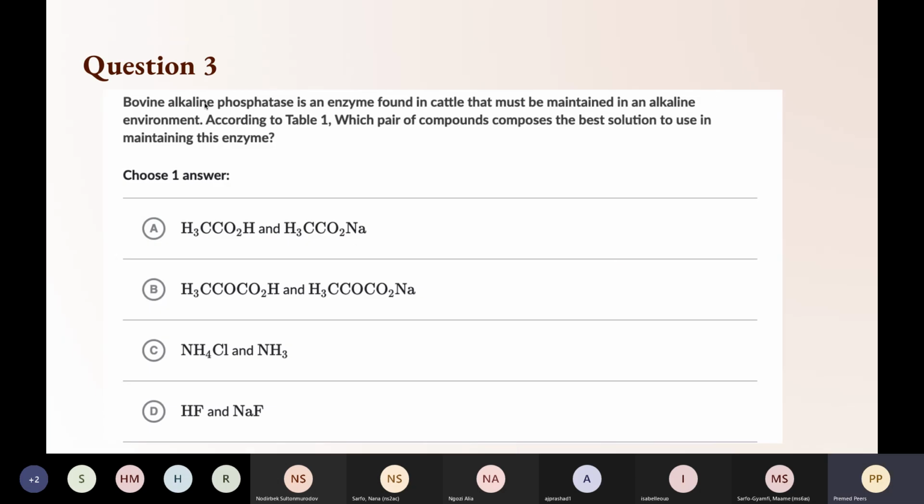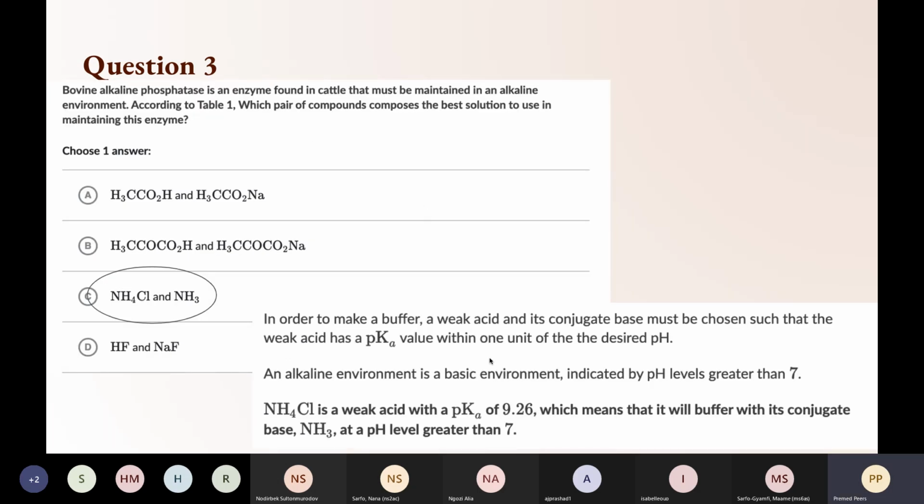Okay, question 3. So now we're given that we have an enzyme and it needs to be in an alkaline environment, which is basic. So which pair of compounds is going to help maintain this enzyme? So according to table 1, we would go to table 1 and see which one is best suited for a pH in a basic condition. And then doing that, we would try to look at pH levels greater than 7, and the only one that had that, I think, was around pKa of 9.26, which would be NH4Cl and NH3.